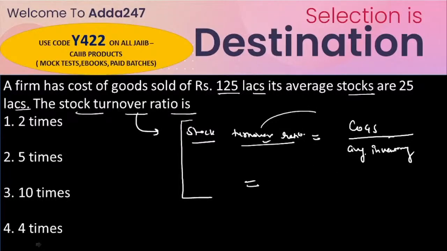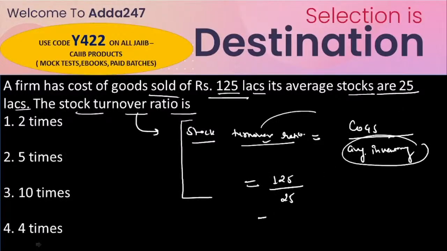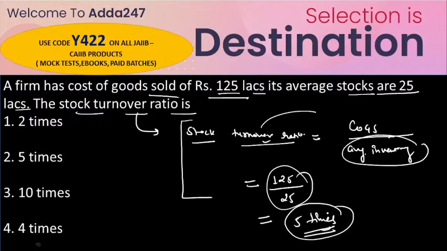The cost of goods sold is already given here, that is 1.5 lakhs, and the average stock, or say average inventory, is given as 25 lakhs. So, what would the answer be? That would be 5 times. So this is how we calculate this kind of question.